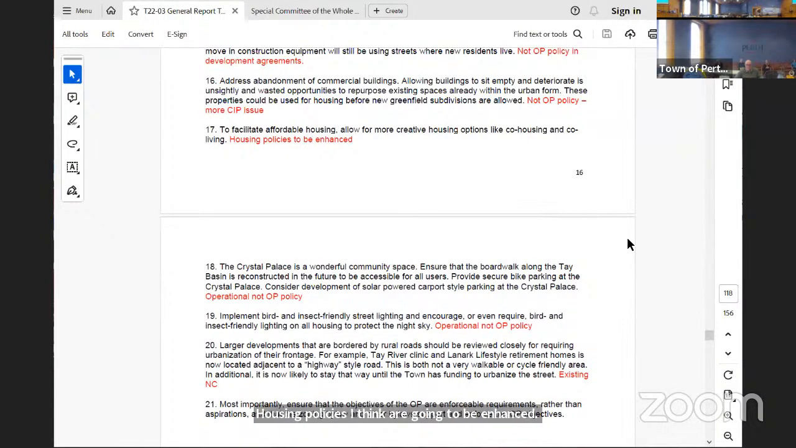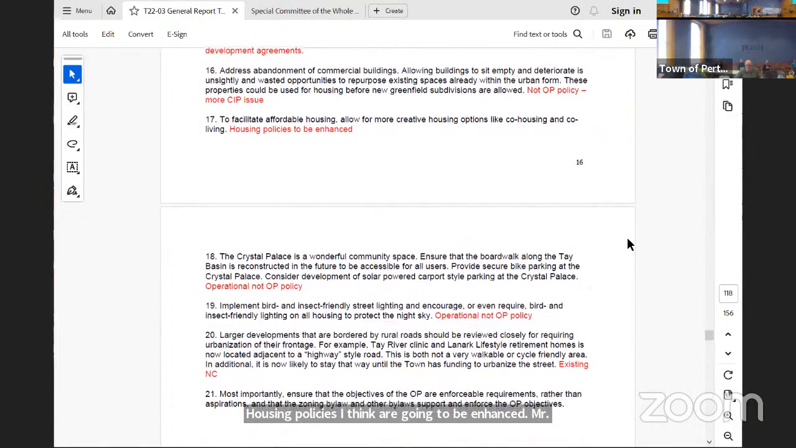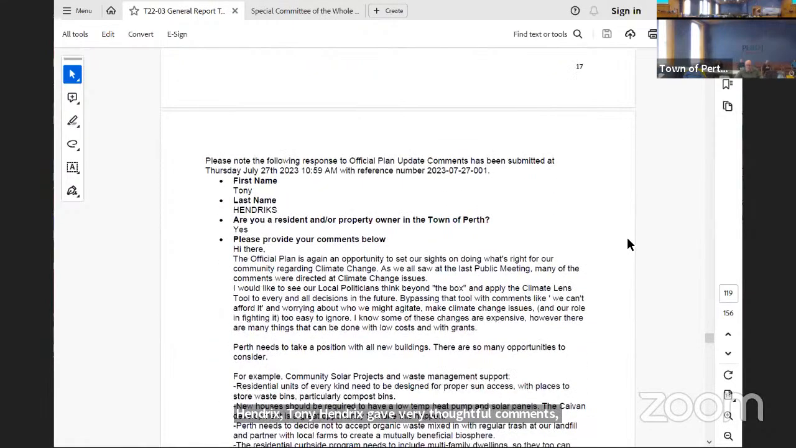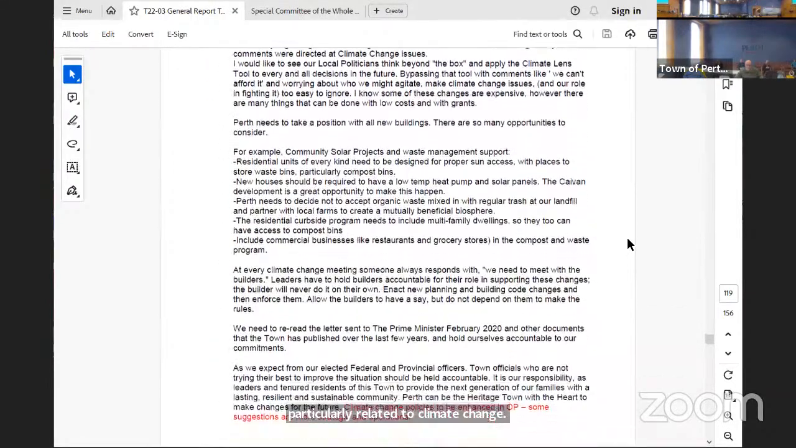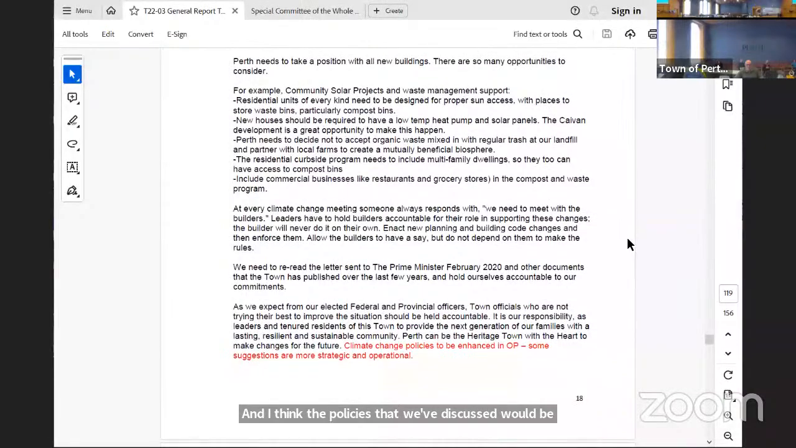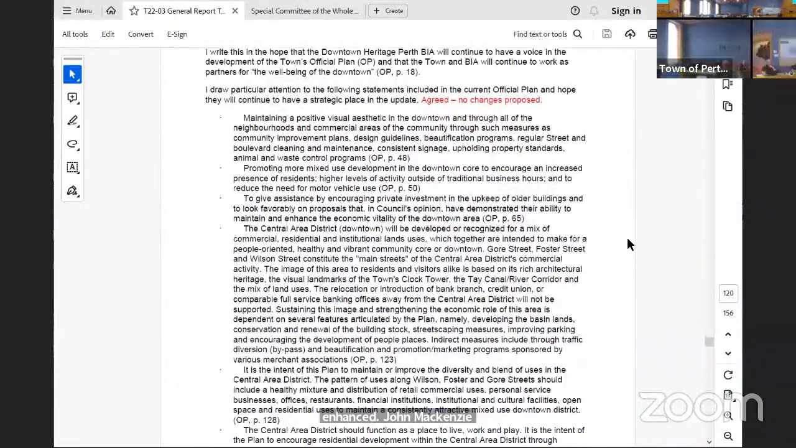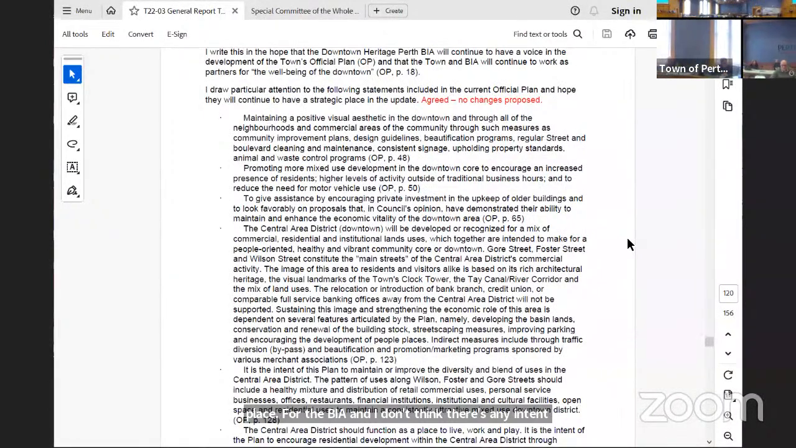Mr. Hendricks, Tony Hendricks, gave very thoughtful comments, particularly related to climate change, and I think the policies that we've discussed would be enhanced. John McKenty spoke about statements in the plan to have a continued strategic place for the BIA, and I don't think there's any intent, certainly not on my behalf, to change any existing policies related to the BIA.